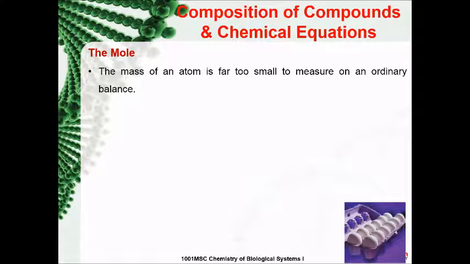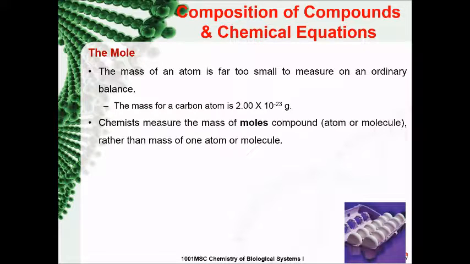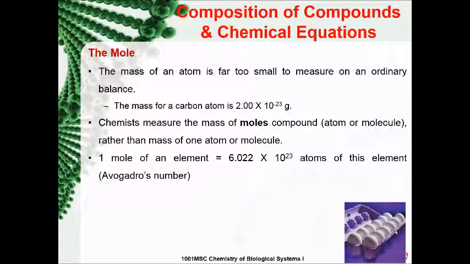The mass of an atom is far too small to measure on an ordinary balance. For example, the mass of a carbon atom, with an atomic mass of 12.01 AMU, is approximately 2 times 10 to the negative 23 grams, which is too small for even the best laboratory balances to measure. Therefore, chemists measure the mass of a mole of compound, atoms or molecules, rather than mass of one atom or molecule in the laboratory. So what is a mole unit?